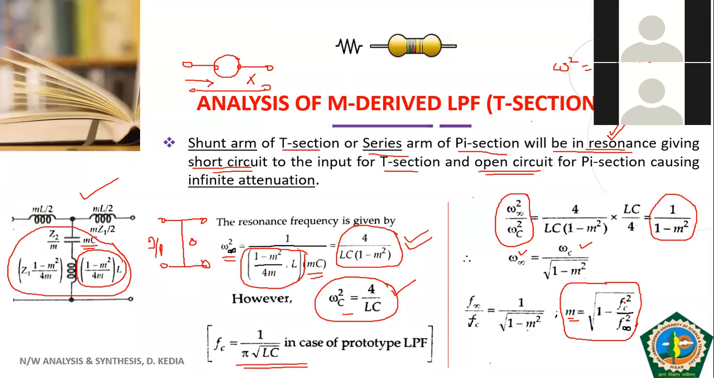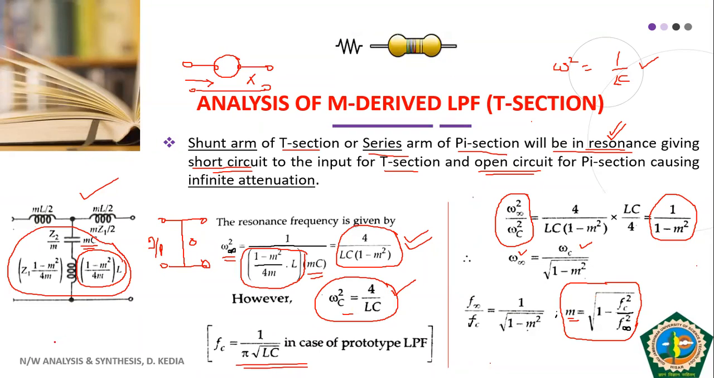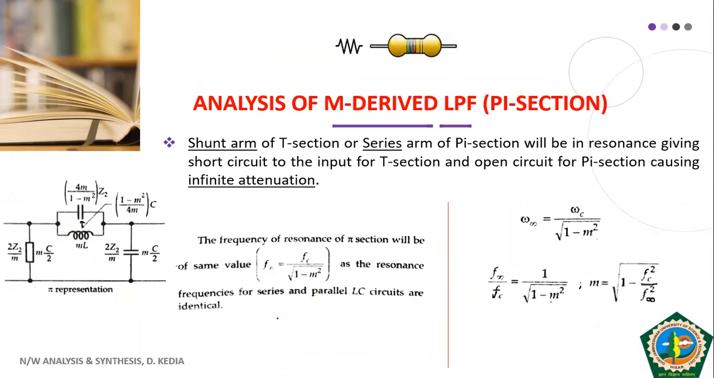So now let us move forward. Now we look at the analysis of M-derived low pass filter in case of pi section. Okay, so the same kind of analysis will apply here. All that has changed is that instead of T section, now we are discussing pi section. For pi section we have already obtained the value of this C and L. So this is the value of C in the series arm, and this is the value of L in the series arm of pi section.